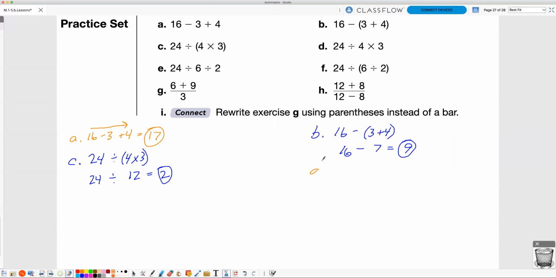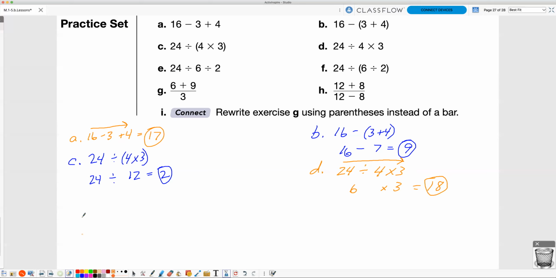Letter D, we'd have 24 divided by 4 times 3. So this one I just worked from left to right. There are no parentheses, so I need to start from the left. 24 divided by 4, that equals 6. Once I've got that part completed, I need to remember that it's times 3. So I'm going to do that, and I'm going to get 18.